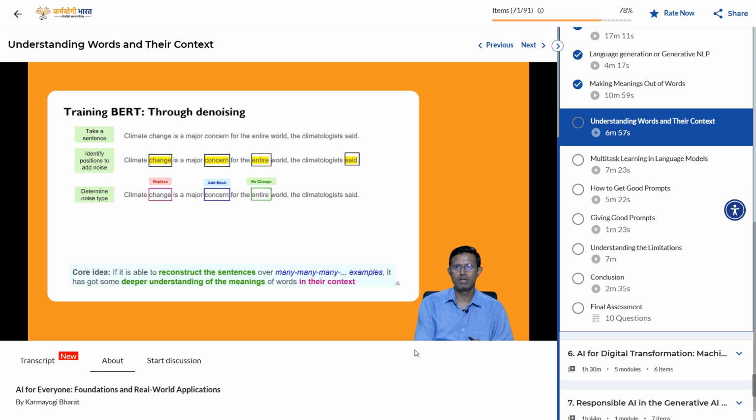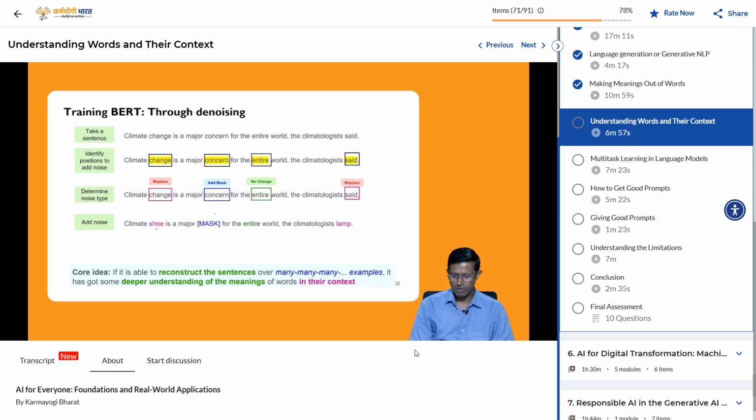Every time we choose a word to be a noising candidate, we also have the liberty of not changing it. So for the 4 different words, we have 3 different types of noising strategies. For each of these positions, we randomly select one of these 3 choices: replace, add mask, or no change. And suppose these are the decisions that we have made. Next, we'll add the specific noise. In place of change, since the decision was to replace it, suppose we replace it by a random word called shoe. So it becomes shoe.